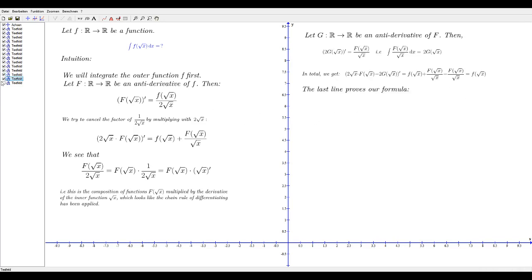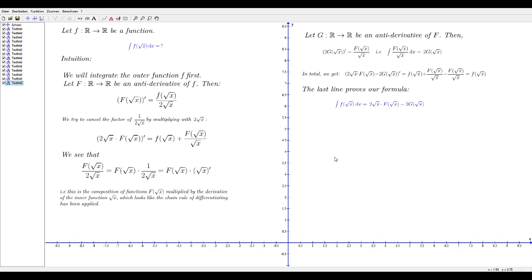This last line proves our formula that the integral of f of the square root of x dx is 2 square root of x times capital F of square root of x minus 2 capital G of square root of x, where capital F is an antiderivative for f and capital G is an antiderivative of capital F. So that's what I said in the beginning. All we have to do is integrate the outer function f twice and then plug it into this formula in order to integrate f of square root of x.